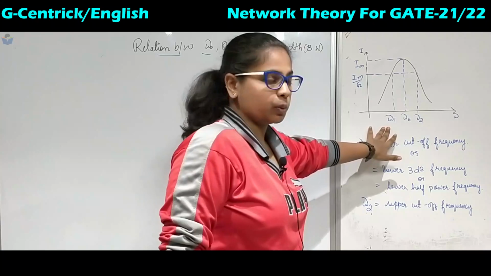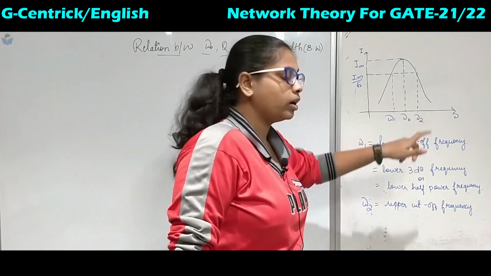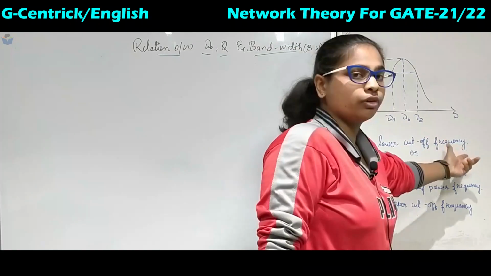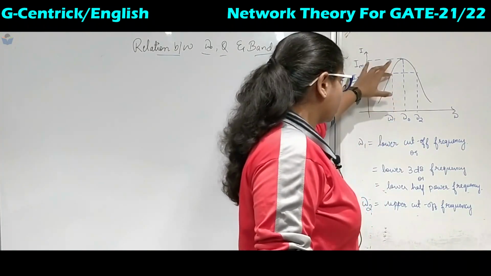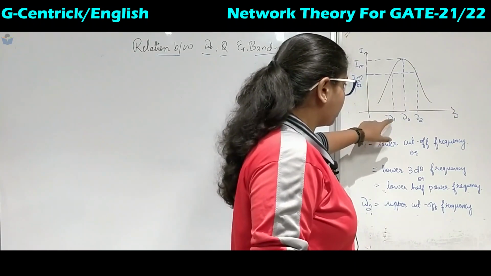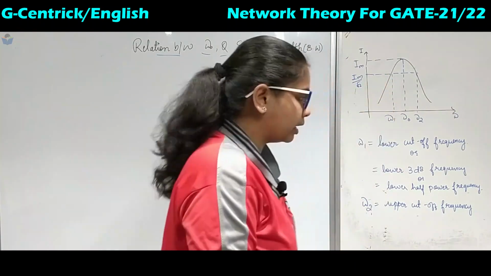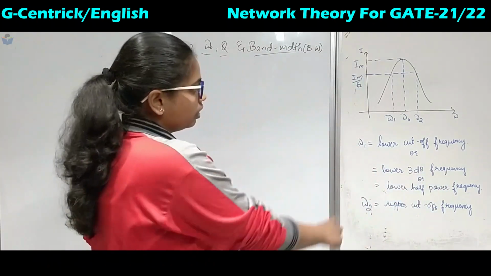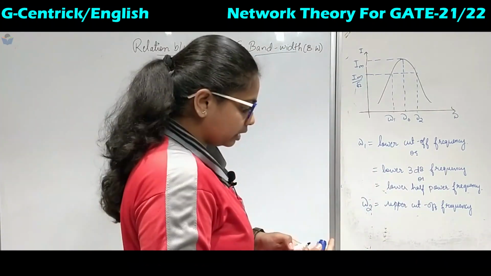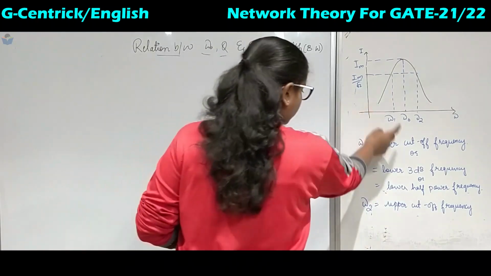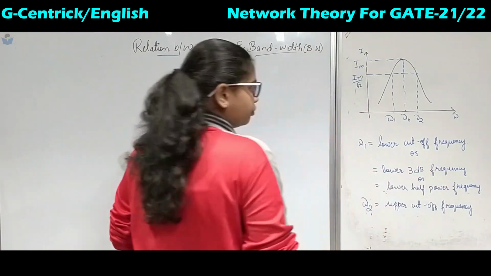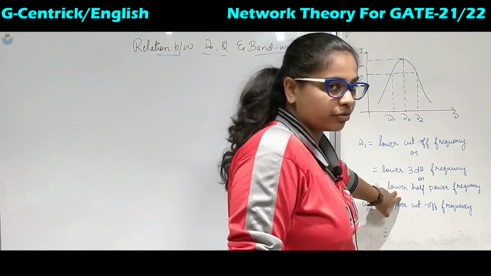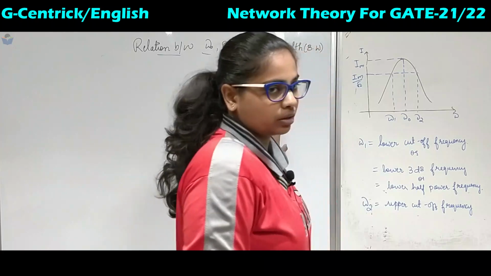You have got three frequencies here, omega 1, omega 2 and omega 0. This omega 1 is called the lower cutoff frequency, because here it is omega 1, at the lower part. Or we can call it the lower 3 dB frequency. We will see why we call it a 3 dB frequency. Next, it is also called the lower half power frequency. We will see why we call it 3 dB and lower half power frequency in a few minutes.